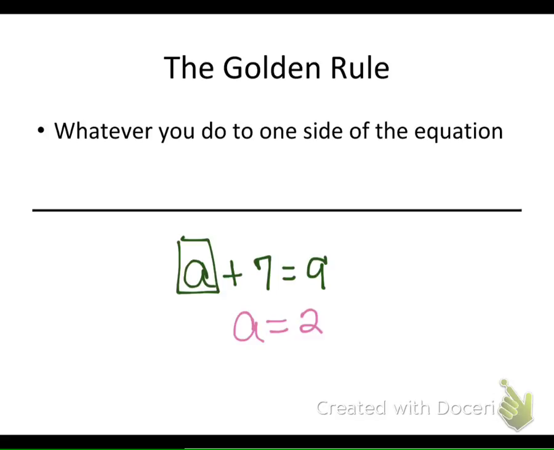So the first thing when solving equations, we're going to talk about the golden rule. Whatever you do to one side of the equation, what do you think you're going to do? Anybody have a guess? Yeah, you must do to the other side. So go ahead and write that on that first line there. You must do to the other side.